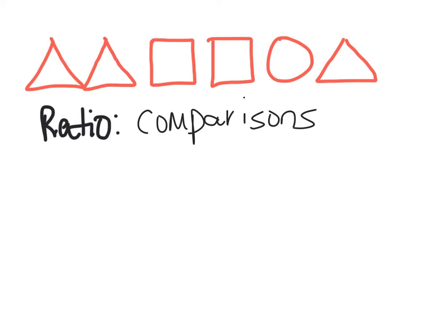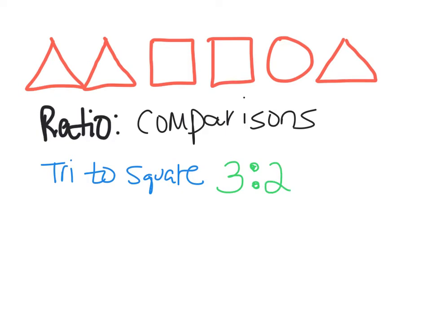So let's say in this picture that I have up here, let's say that we want to compare triangles to squares. We would write the ratio as however many triangles there are, and there are 1, 2, 3 triangles. So the ratio would be 3 colon to the number of squares, and there are 2 squares, so the ratio would be 3 colon 2.